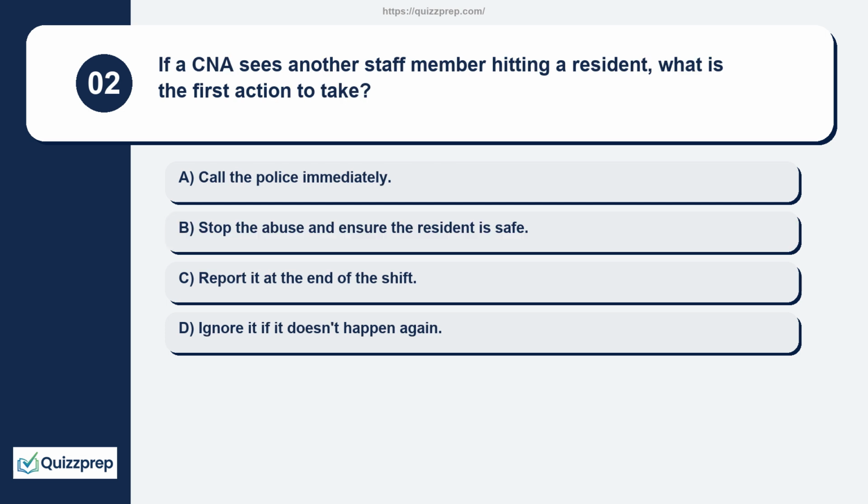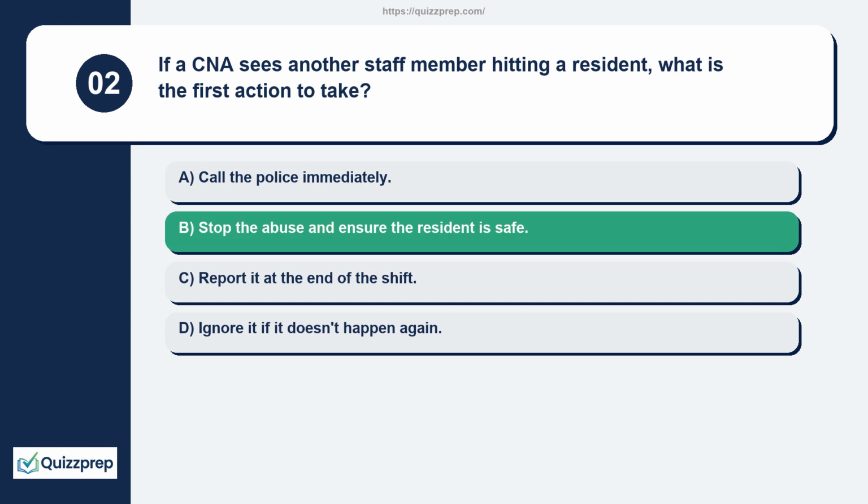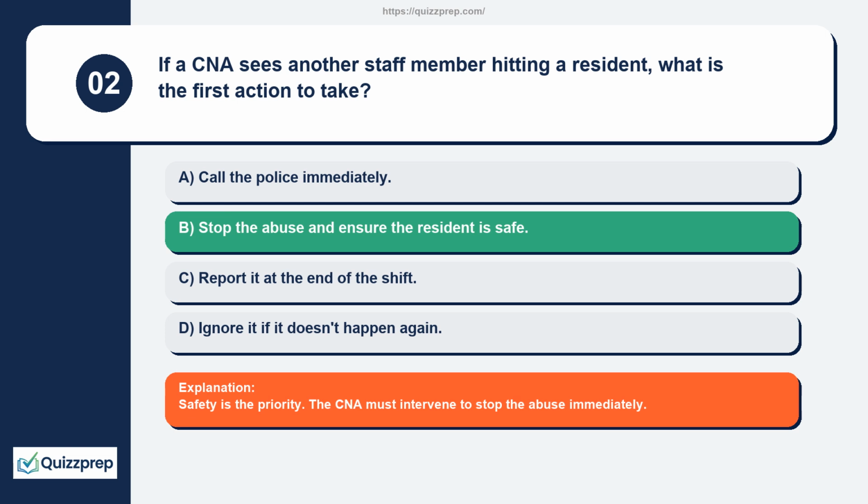Question 2. If a CNA sees another staff member hitting a resident, what is the first action to take? Call the police immediately. Stop the abuse and ensure the resident is safe. Report it at the end of the shift. Ignore it if it doesn't happen again. Safety is the priority. The CNA must intervene to stop the abuse immediately.